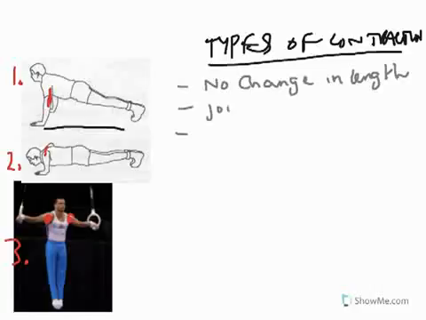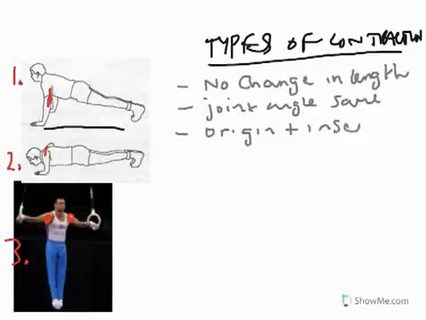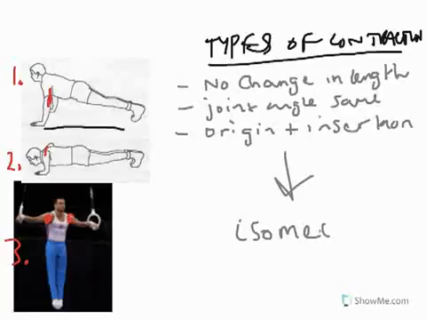This time, the joint angle is constant or the same. Doesn't change. And finally, we're going to say that the origin and insertion do not move, or they remain the same distance away from each other, so they are in a stable position. Of course, we call this isometric. Now, those of you that are interested in your Greek will already know that iso refers to equal and metric refers to length or distance.